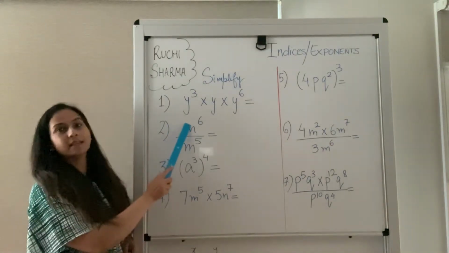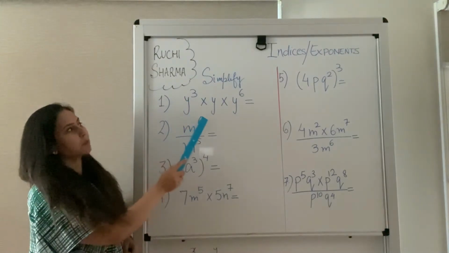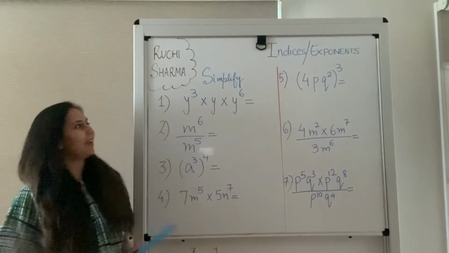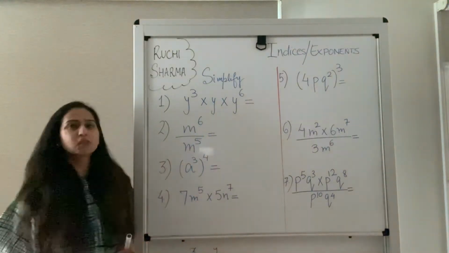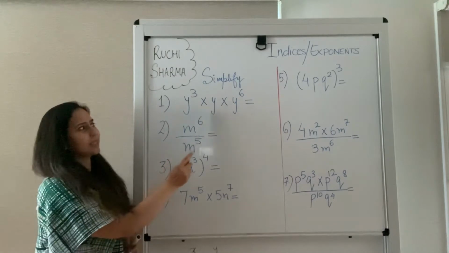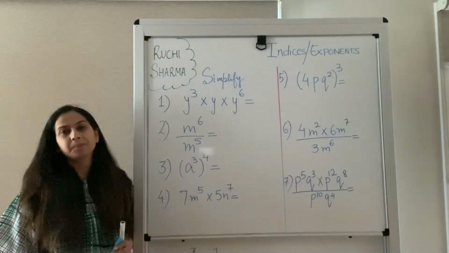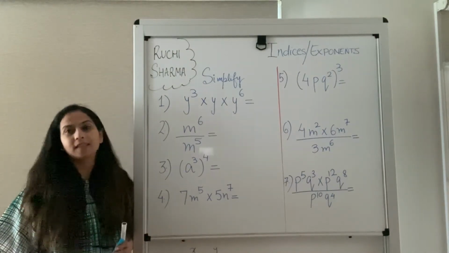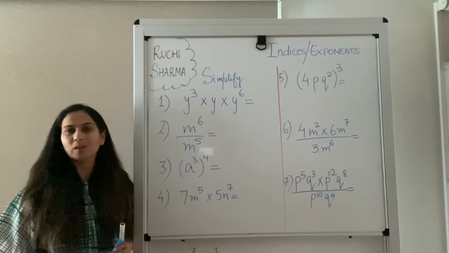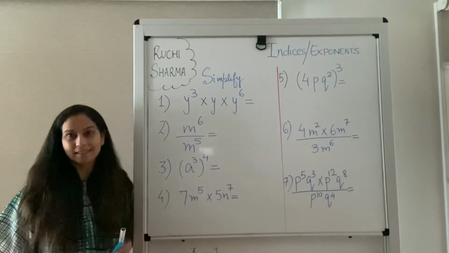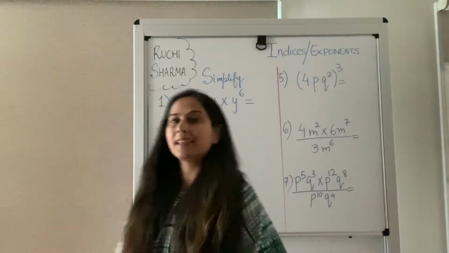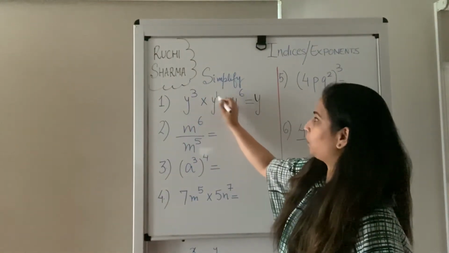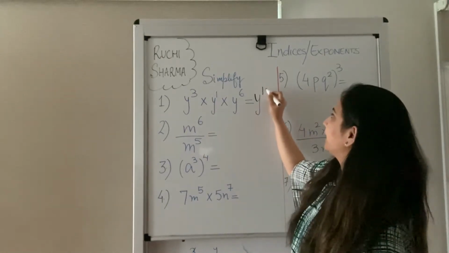The first one here is y to the power 3 times y. When there is no power written, it's taken to be 1. And then times y to the power 6. So you can see there are 3 index numbers in multiplication and each of them has the same base. And when the base is the same, the first indices law tells us that the powers can be added. So in this case, this is y to the power 3 plus 1 plus 6, 10. That's the answer here.